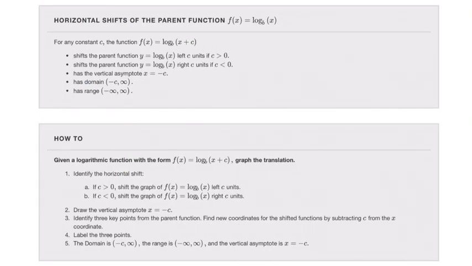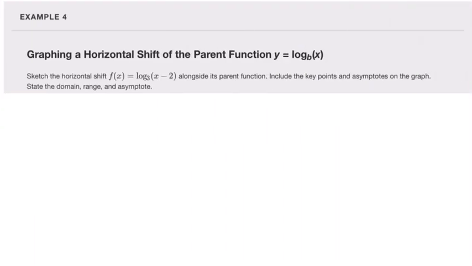Okay. So for any constant c, I'll just let you read through that. And I think I'm just going to do this one on my own. Here we're asked to sketch the horizontal shift of this alongside its parent function, including the key points and asymptotes on the graph. State the domain and range and the asymptotes.